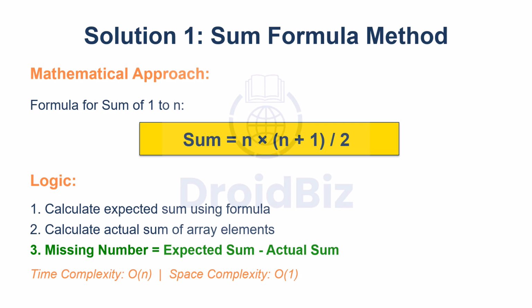This solution has big O of n time complexity because we need to traverse the array once to calculate the sum. The space complexity is big O of 1 because we only use a few variables. Let's see this method in action with an example.